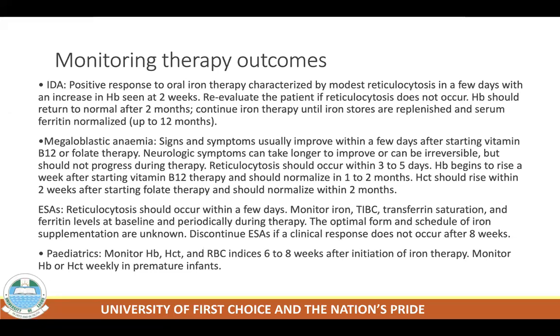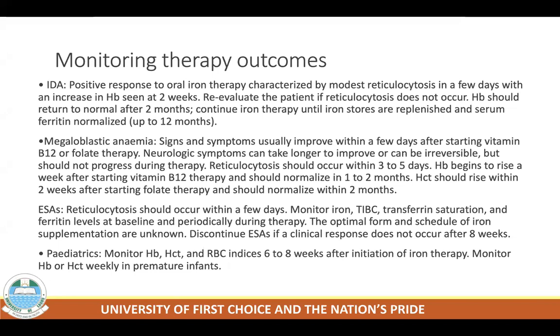And then hematocrit level should rise within 2 weeks after starting folic acid treatment and should normalize within 2 months. So basically, for the substrates, usually within 2 months, hemoglobin levels are back to normal, but there are variations in when you begin to see improvements in hemoglobin level. When you use ESAs, you expect reticulocytosis to happen within a few days, within 24 to 48 hours.